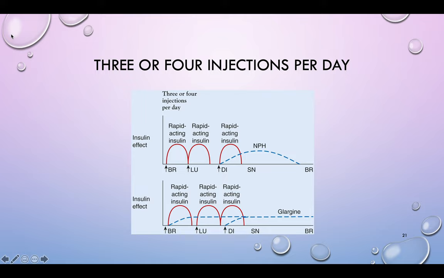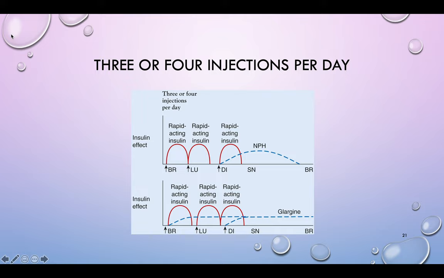3 or 4 injections per day. This is more like what a person without diabetes would have, more like what your pancreas would do, with the exception of that NPH. But it looks like they're taking their NPH at dinner for coverage overnight. They'll have a peak, which could give them a low. So we got to make sure they have a snack on board.